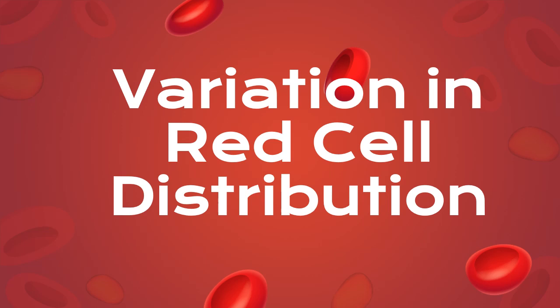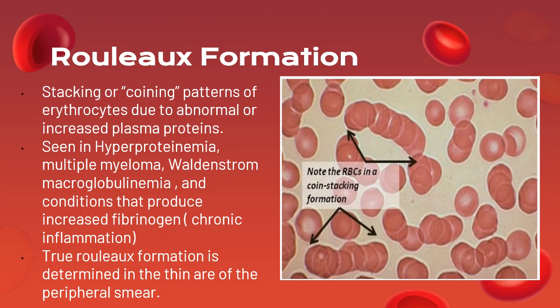First, variation in red cell distribution. Number 1, we have the rouleaux or coin stacking pattern of erythrocytes. This is due to abnormal or increased plasma proteins. We can also see it in hyperproteinemia, multiple myeloma, Waldenstrom macroglobulinemia, and conditions that produce increased fibrinogen, or chronic inflammation. So, true rouleaux formation is determined in the thin area of the peripheral smear.